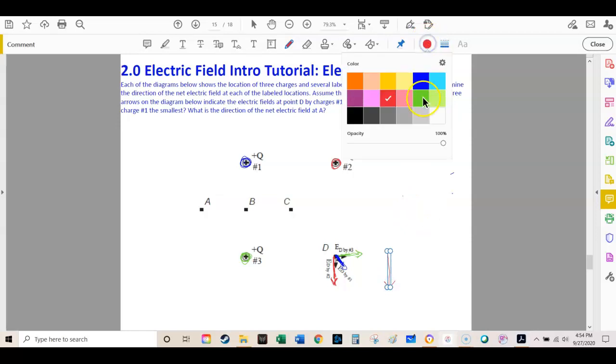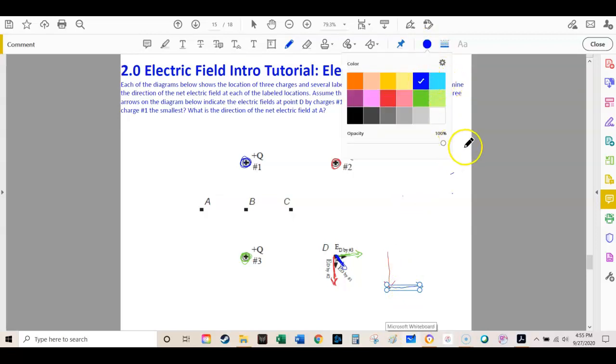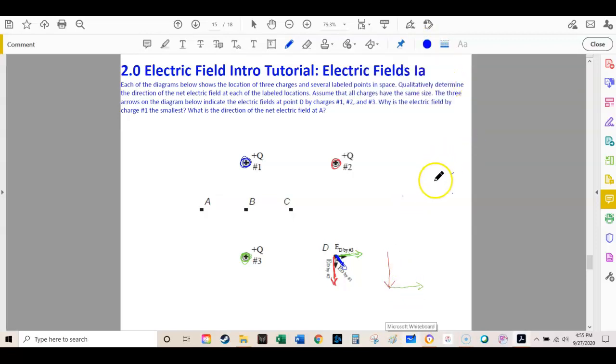And then I'm going to add to that the green vector, which is pointed to the right. And then I'm going to add to that green vector a blue vector, which is pointed down and to the right. So I'm just adding those vectors together, tip to tail.